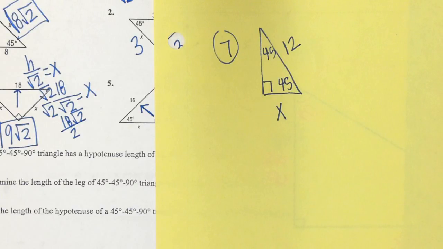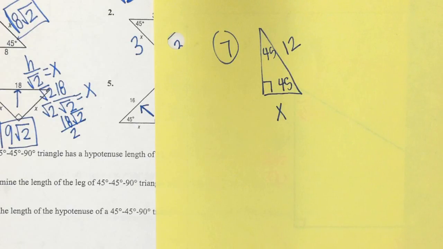Hey, did you memorize your hypotenuse formula for 45, 45, 90? What's the hypotenuse formula for 45, 45, 90? H equals X divided by. If we know H and we're finding X, you would just do H square root of 2 over 2. So in number 7, your hypotenuse was 12. Okay, David, plug 12 into this formula.